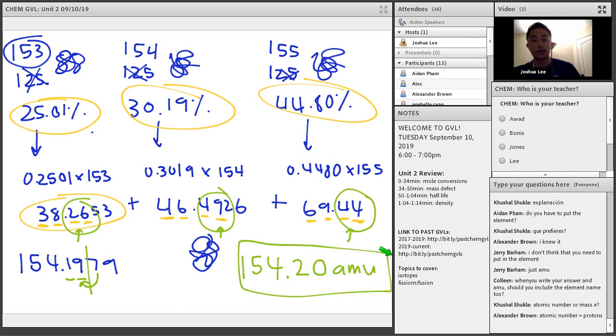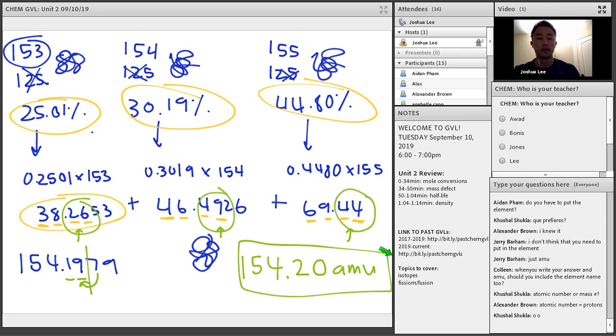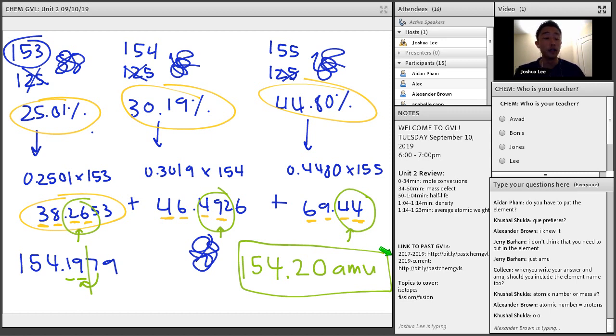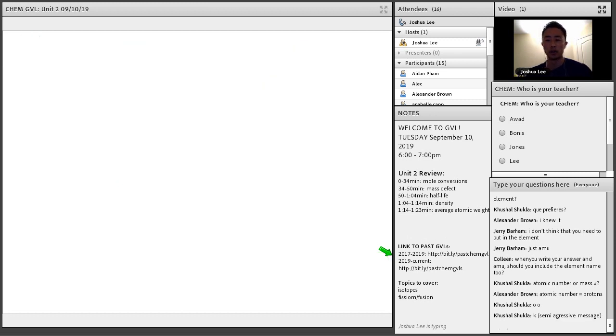All right, so last thing we're going to talk about, I guess we talked about isotopes. Let's go average atomic weight. Fission and fusion. We just talked about what they were.